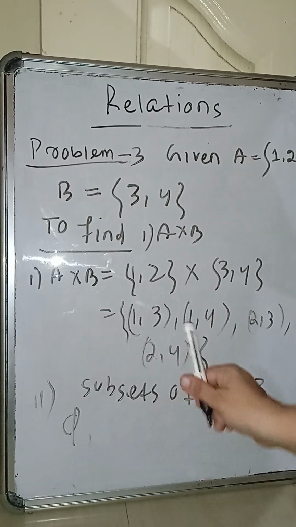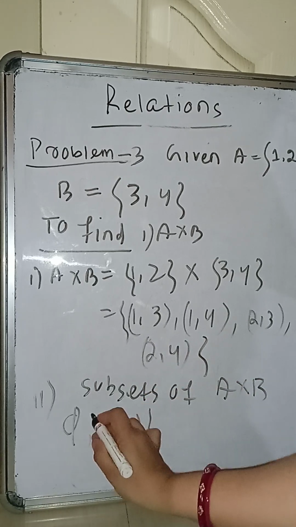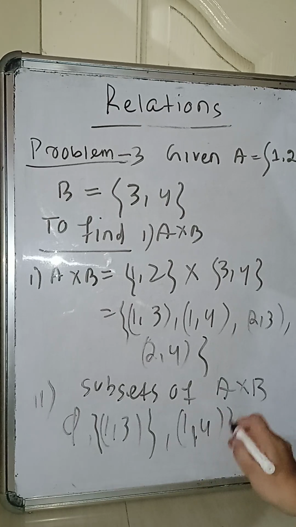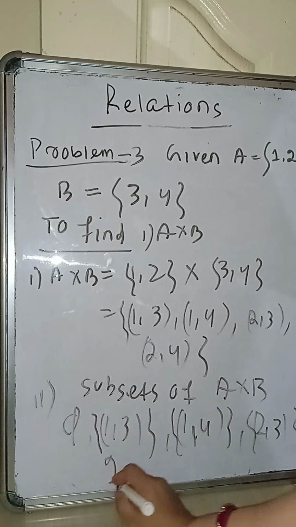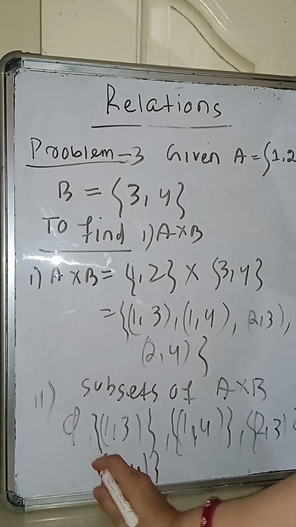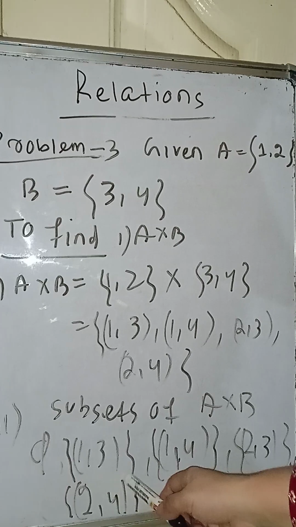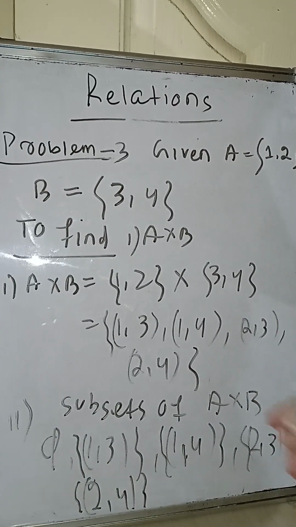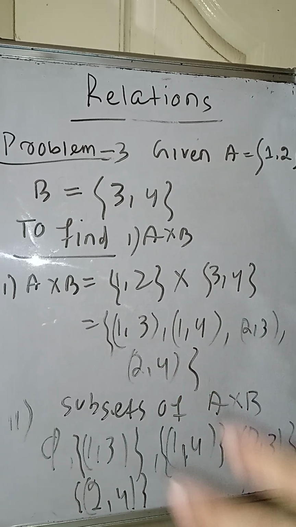Now similarly, the set containing the ordered pair (1, 3), the set containing the ordered pair (1, 4), then the set containing the ordered pair (2, 3), then similarly (2, 4). So these are the null set containing no elements, and these are the sets containing single elements. Then we will find sets containing 2 elements, then 3 elements, then 4 elements.